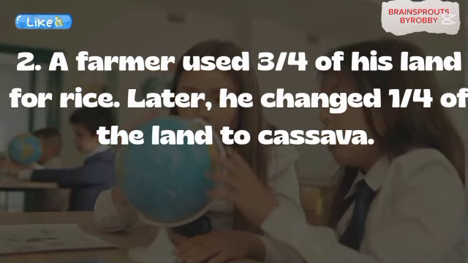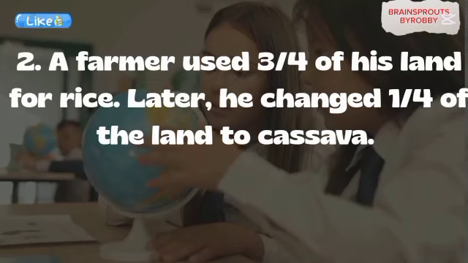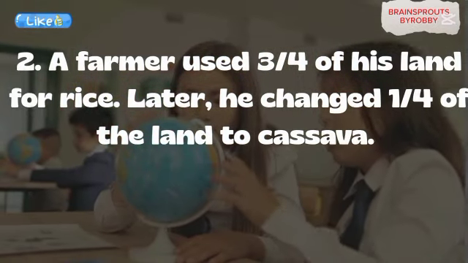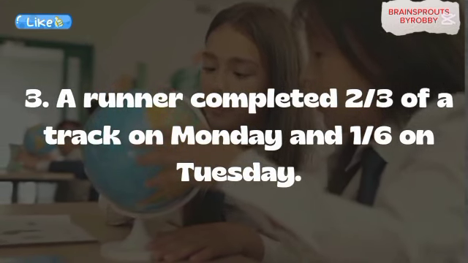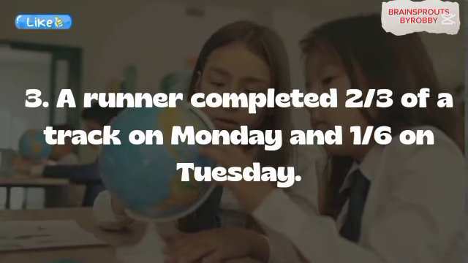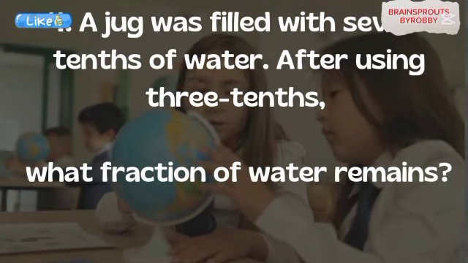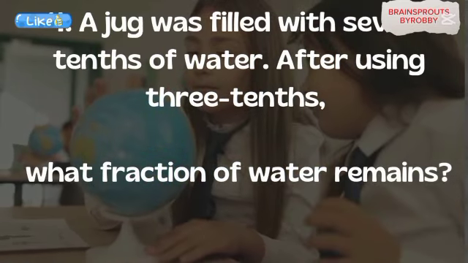2. A farmer used 3/4 of his land for rice. Later, he changed 1/4 of the land to cassava. What fraction of the land still has rice? 3. A runner completed 2/3 of a track on Monday and 1/6 on Tuesday. What fraction of the track did he complete in total? 4. A jug was filled with 7/10 of water. After using 3/10, what fraction of water remains?